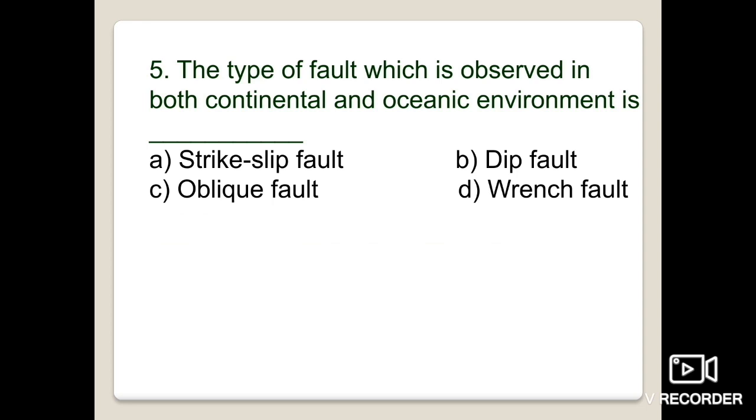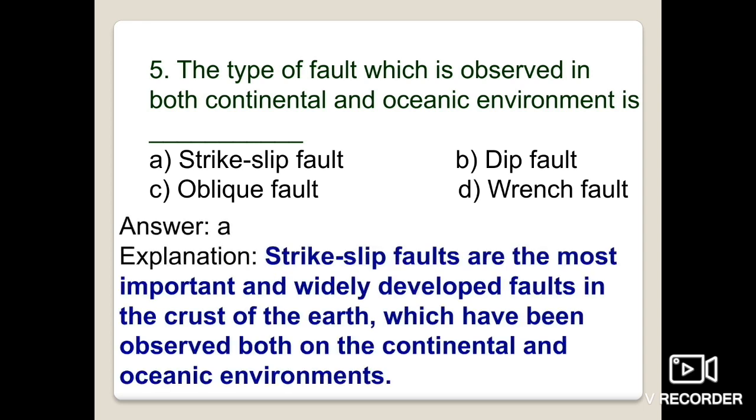Fifth one is the type of fault which is observed in both continental as well as the oceanic environment. Strike-slip fault, dip fault, oblique fault, or the wrench fault. So that is the strike-slip fault. And in the previous video we have also discussed the strike-slip fault, how they are formed and other names of strike-slip fault. Okay. Strike-slip faults are the most important and widely developed fault in the crust of the earth, which have been observed both in the continental as well as the oceanic environment. Okay.